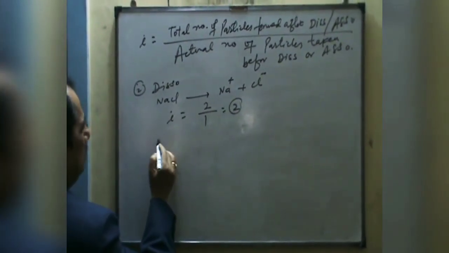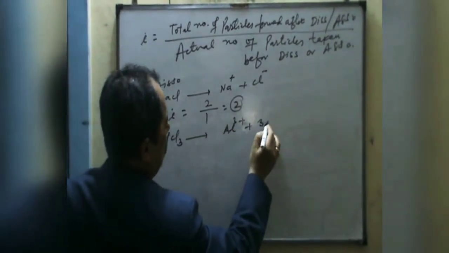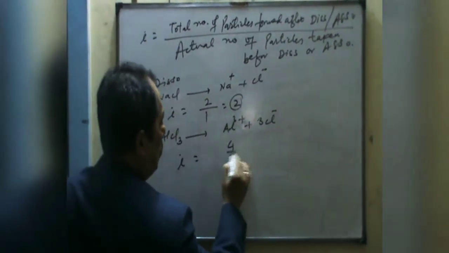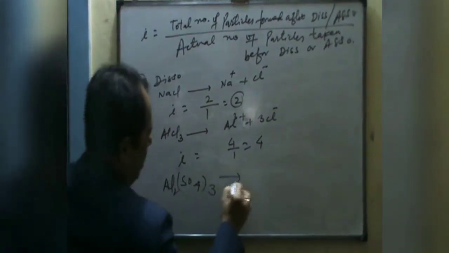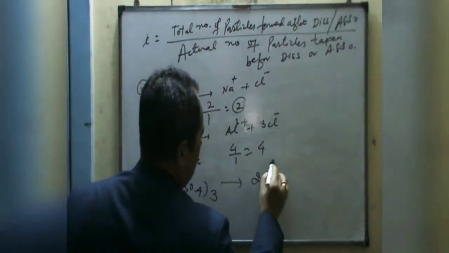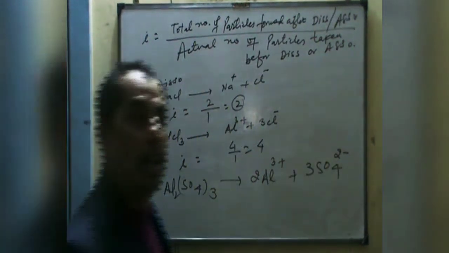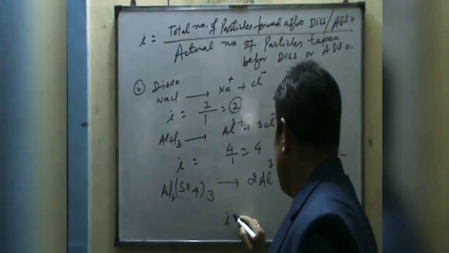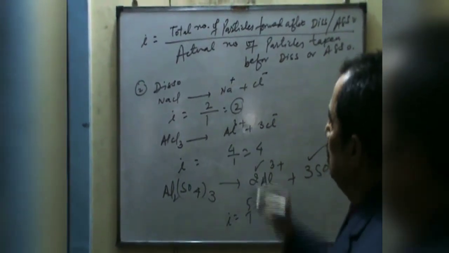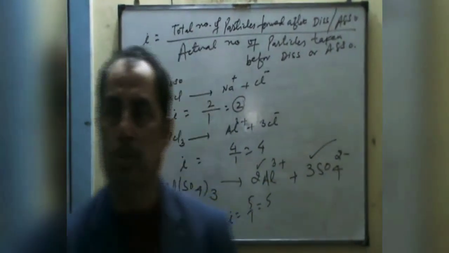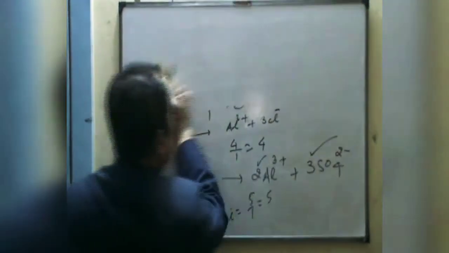In case of AlCl3, what is the van't Hoff factor? Al3 positive, 3 chloride negative, so i equal to 4 by 1, it is 4. And in case of Al2(SO4)3, it is going to split into 2 Al3 positive plus 3 sulfate 2 negative. What is the van't Hoff factor? Here i equal to the total number of particles, 3 plus 2, 5 by 1. So it is 5. So in case of dissociation, we take the total number of particles formed after dissociation divided by the actual number of particles taken before dissociation.